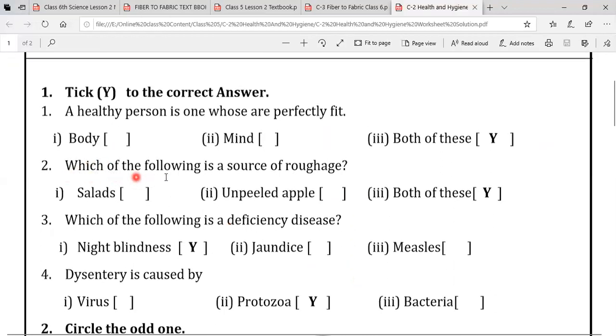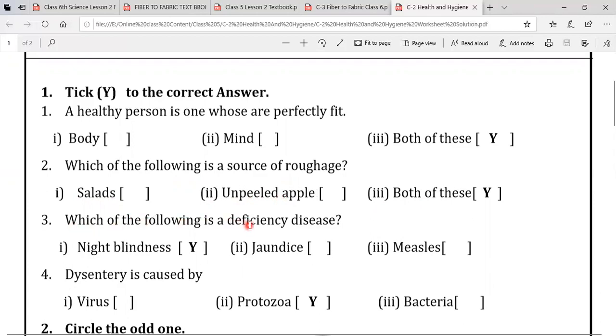Second question: which of the following is a source of roughage? Option A, salad. Option B, unpeeled apple. Option C, both of these. The question is, which option is an example of roughage? Salads, unpeeled apple, both of these. The answer will be both of these because salads and unpeeled apple both are examples of roughage.